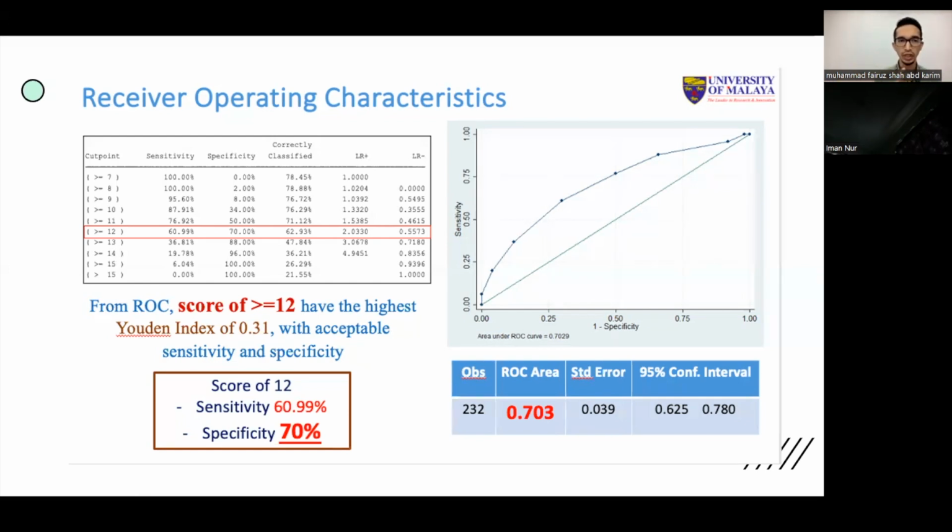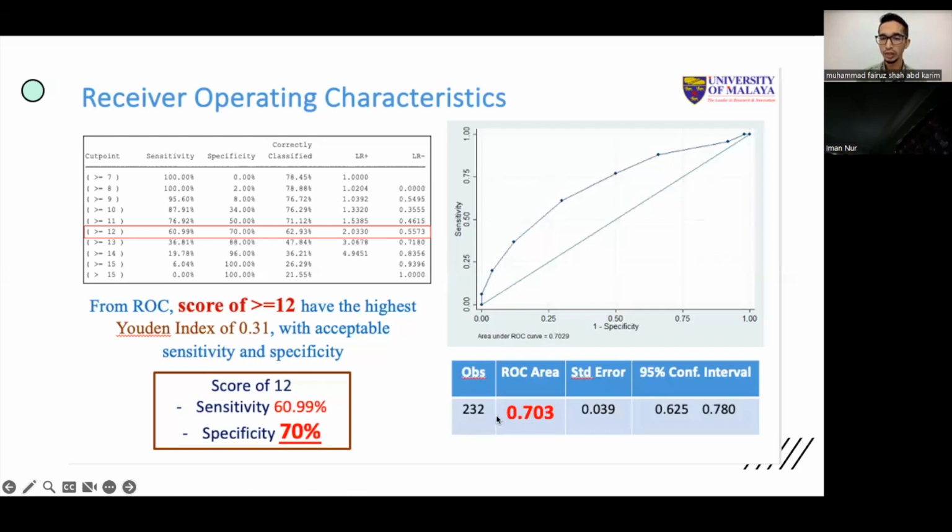But in order to get high sensitivity, you tend to compromise on specificity. It means you can pick up all the cases, but you tend to lose the ability to rule out those who don't have the disease. On the other hand, if you go for specificity, you compromise on sensitivity. So the Youden index helps you find the cutoff point that gives you acceptable sensitivity and specificity. And we measured our AUC, and the AUC of this test, the Malaya score, was about 0.703.